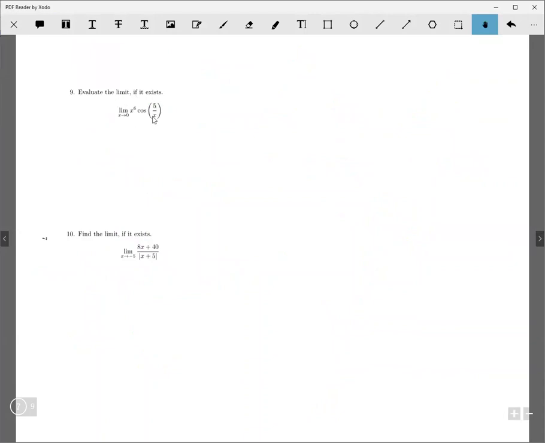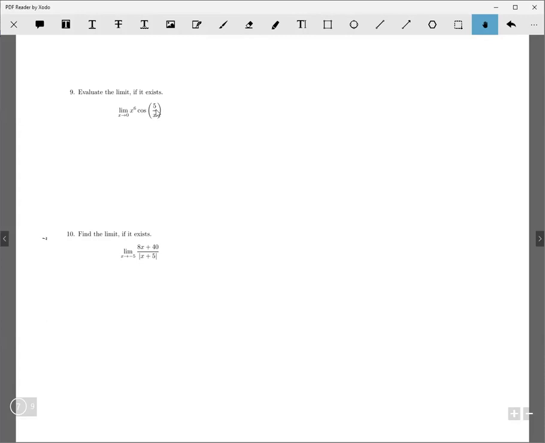Number 9. Now this is something sort of along those lines, but maybe not quite. Here, if you try to plug a 0 in, that's not going to work. You have 5 over 0, that's undefined, right? So you can't plug that in.